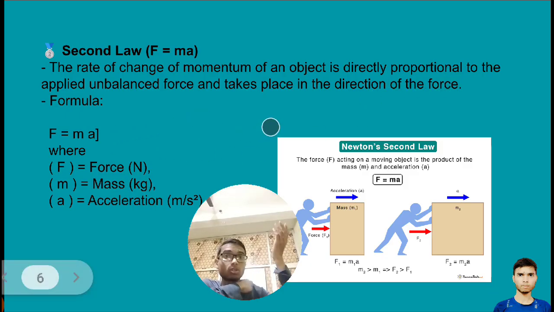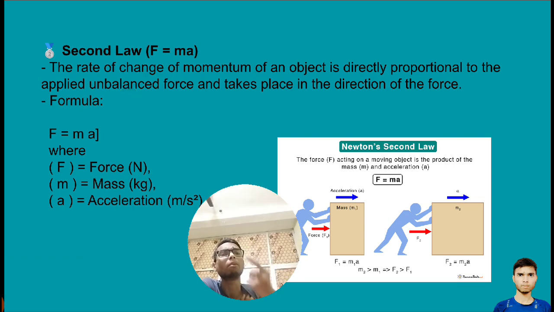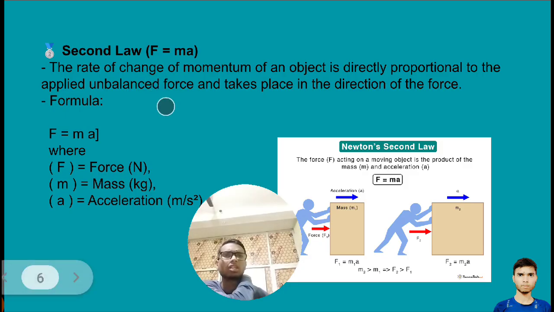If the mass of an object is more, then we will apply more force. This is the meaning of this sentence. It is telling you if the mass of an object is more, then we need to apply more force. If the mass is less, then we need to apply less force. This is the meaning of this sentence. Force and acceleration takes place in the direction of the force.